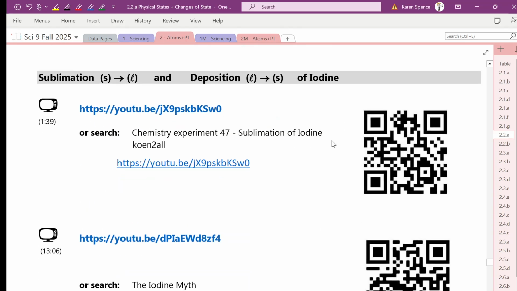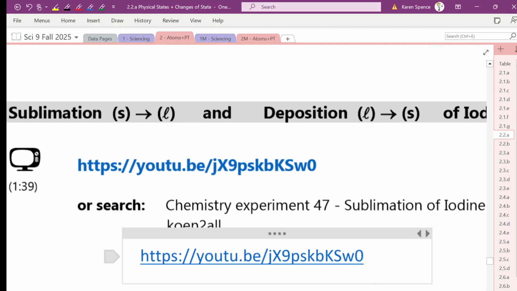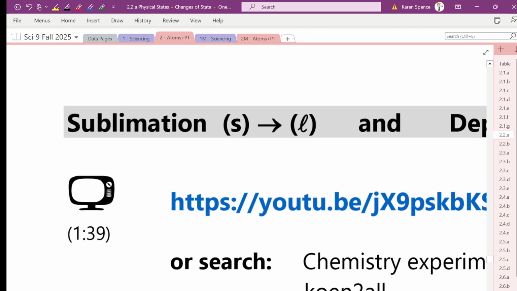And now we've got, this one I think is better. Let's see. This is the sublimation of iodine. So let's check this one out, see if it's any better. So this is solid to liquid, or no. What have I done wrong? I've made a mistake in my book. Take a look at what I've written here.